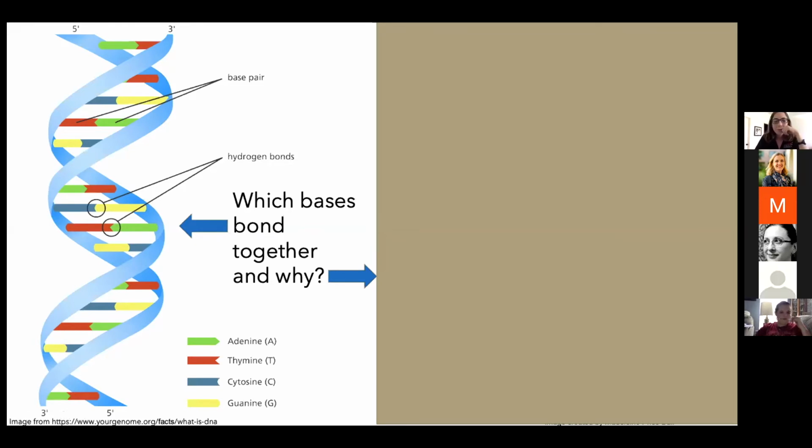Are you talking about in the actual image that you have? Yeah, in the actual image that I have. I don't see it in the actual image. Okay, do you ever see thymine bonded to guanine?